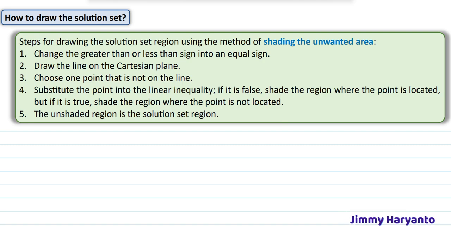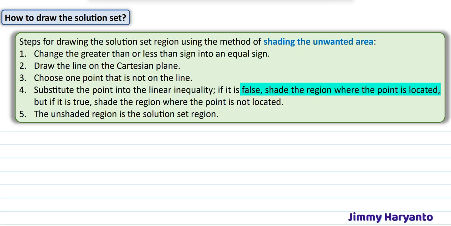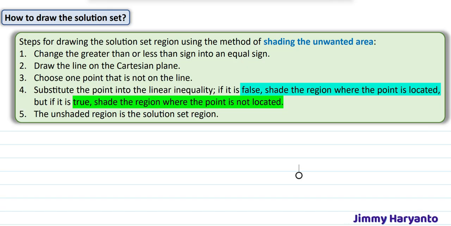So this point is very important, guys. If it is false, that means you have to shade the region where the point is located. But if it is true, that means you have to shade the region where the point is not located. So this step will determine the region later. We'll use the unwanted region method because later in GCSE the questions usually want you to use this method also. So later the unshaded region, the cleanest region, is the solution set of the inequality.